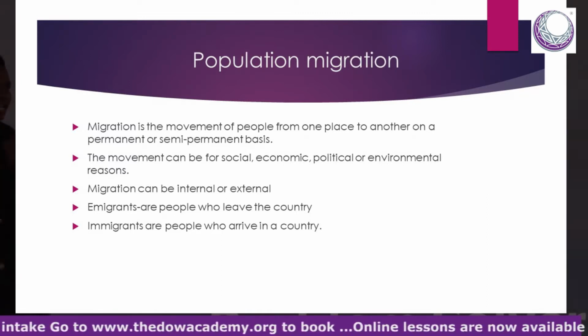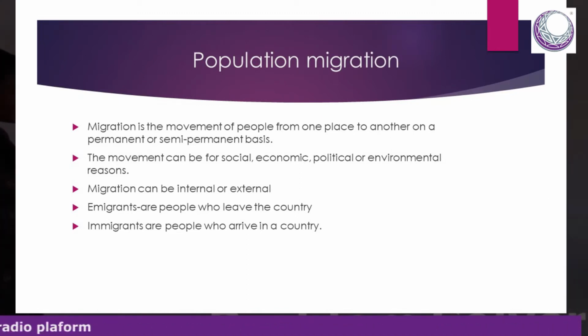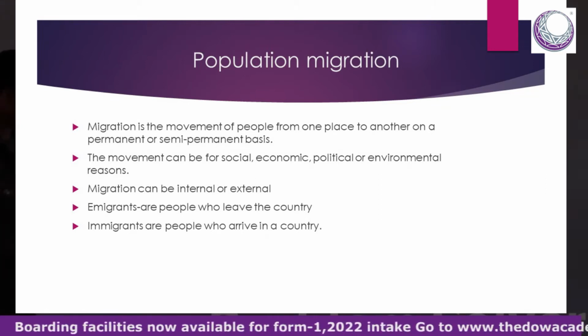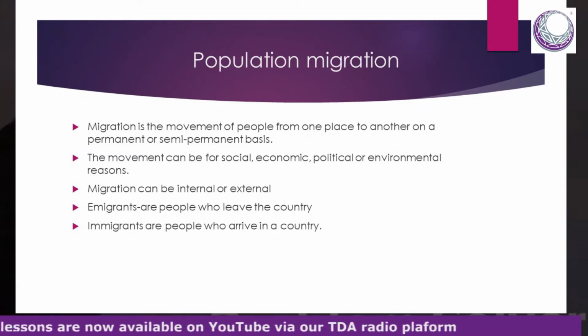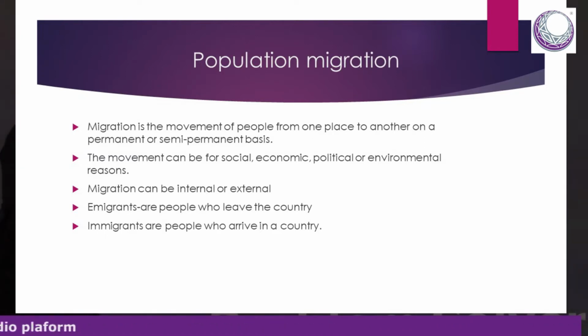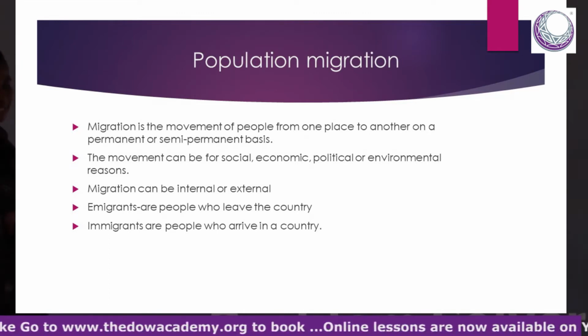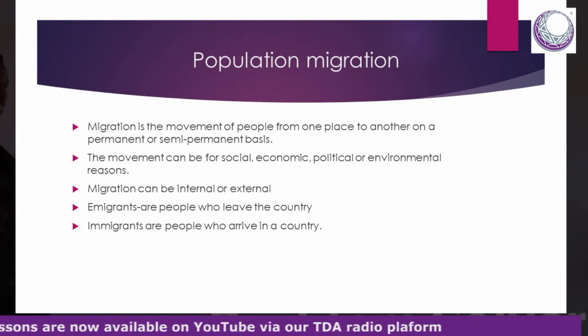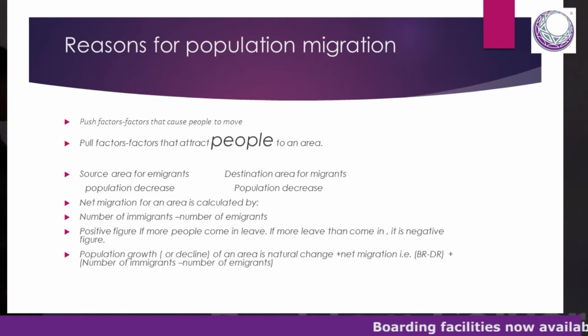Immigrants are people who arrive in the country. They are incoming people. You should take note of this. They come from other places to the country, and they are called immigrants. In order for us to find the net migration, we take the number of immigrants minus the emigrants. People coming in minus those who are going out. That is net migration. It might be positive or negative. Positive means there are more people coming in than those going out.